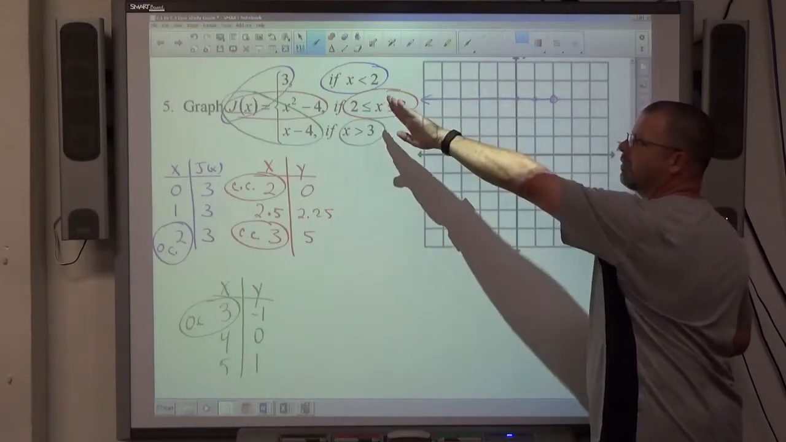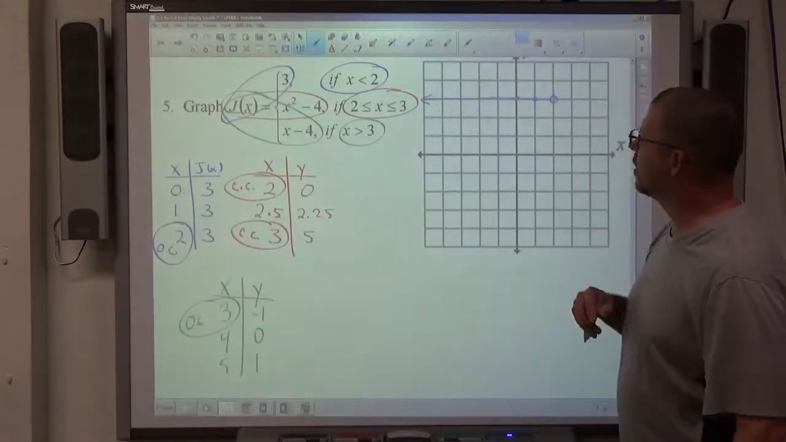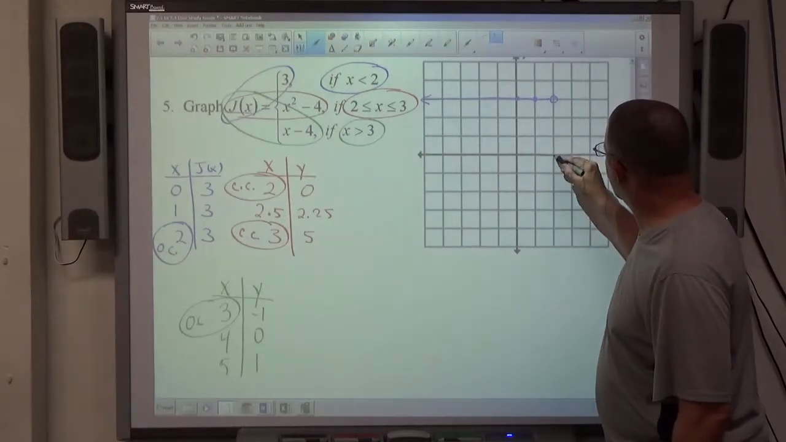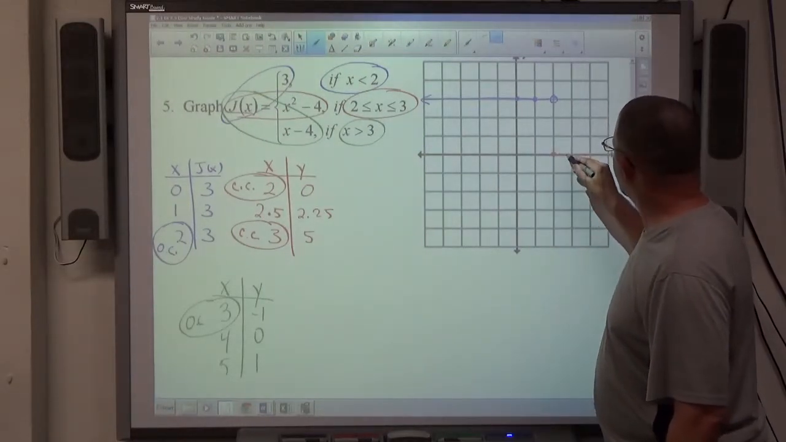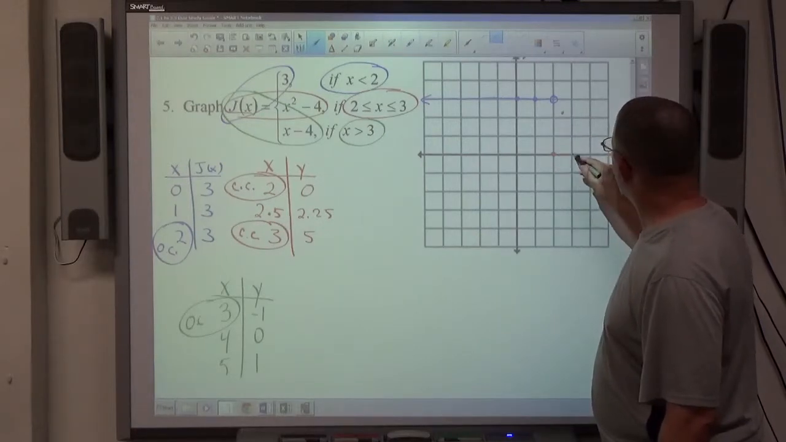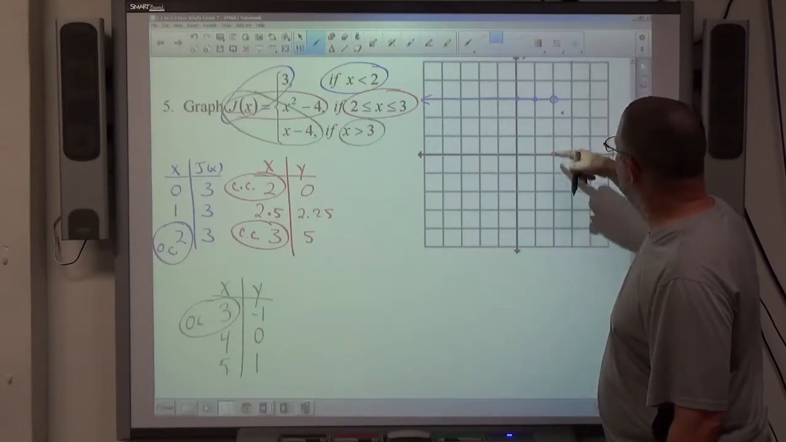So going all the way to negative infinity, because x goes all the way to negative infinity, we're going to have this horizontal line. Starting at (2, 0), we're going to have a closed circle at (2, 0). 2.5, 2.25 would be about here, and 3, 5 would be about here. It almost looks like a straight line.